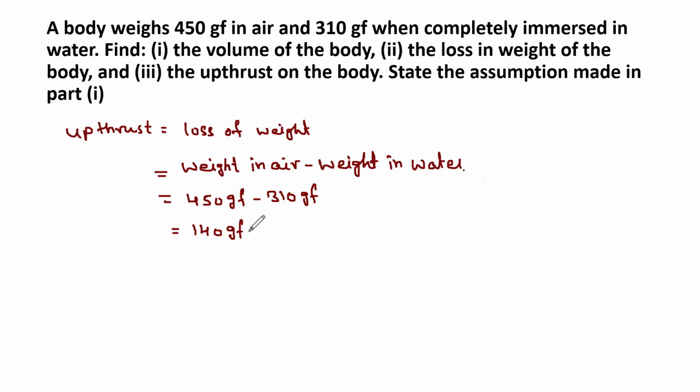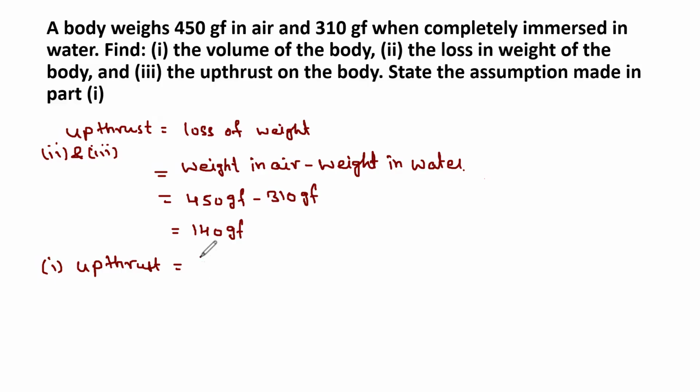So this upthrust is equal to loss in weight of the body. This upthrust and loss in weight both are equal, so our second and third parts' answers will be the same. Upthrust is equal to loss of weight, which is equal to weight in air minus weight in water, which is equal to 140 gram force. Now we need to find out the volume of the body. So we also have another formula for upthrust.